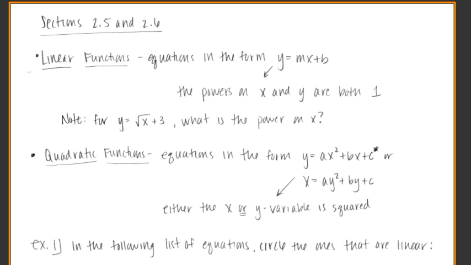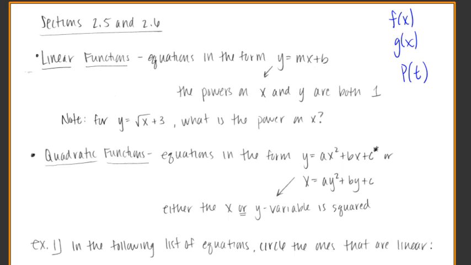If that happens, then we know we have a function and we can use special function notation, like f of x or g of x, or it could even be p of t depending on what's going on. Okay, in 2.5 and 2.6 we're going to focus on two very popular functions. One's the linear function and the other one's the quadratic function.